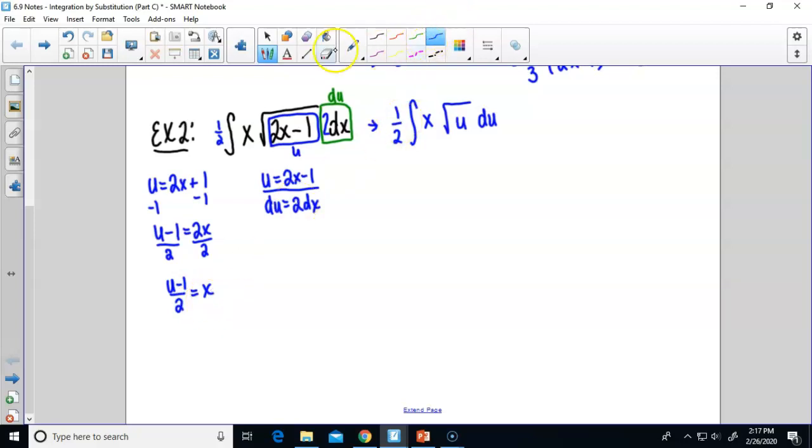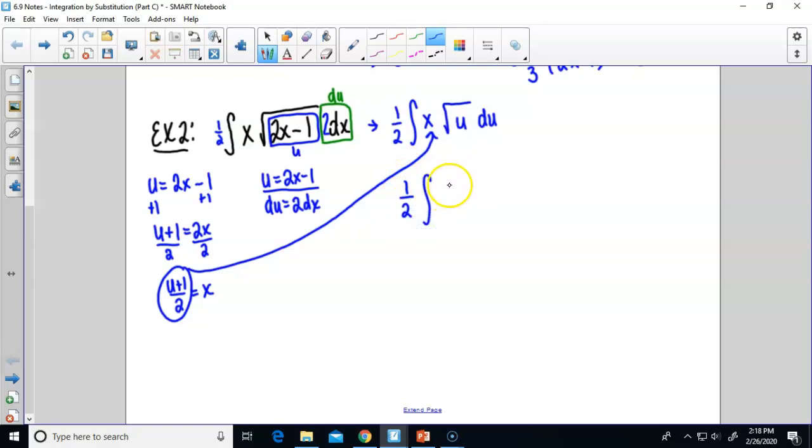Oh, sorry. It is supposed to be minus. Let's fix that. So 2x minus 1, and then we have to add 1, like that, and then divide by 2. So we should get u plus 1 over 2. Thank you for catching that, Lakin. Alright, so x equals u plus 1 over 2. So I can take u plus 1 over 2, and I can plug it in for this x right here. So that's going to give me 1/2 the integral of u plus 1 over 2 times the square root of u.